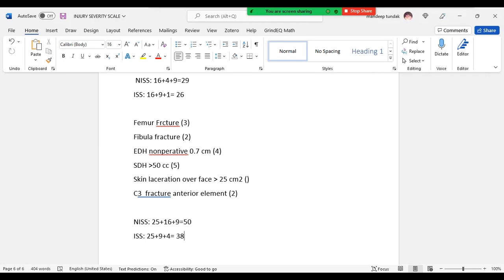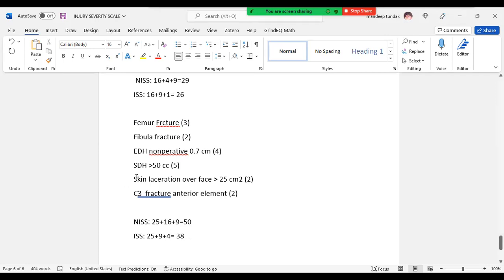Sir, C3 comes in head and neck already, sir. So we cannot take it again. You cannot take this 4. Very good, very good. So what will come here? Sir, it will be 2 square for skin laceration, we can add. 2 square for laceration, but the score is again 38. Okay, correct. The score has not changed, but how you have to calculate the mechanism has changed.